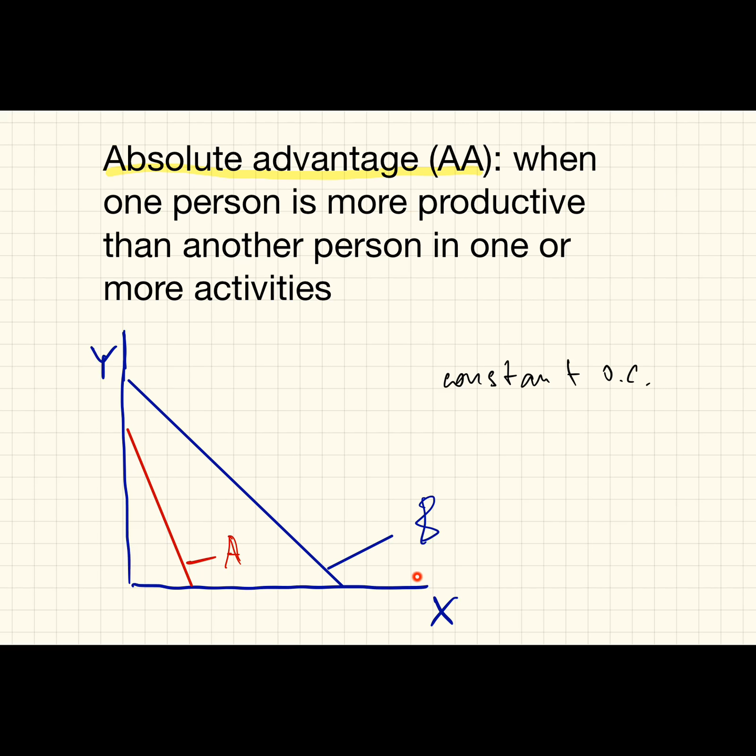Same thing for good X. Whoever can go further out when making good X has absolute advantage in making it. So again, that's person B. So person A clearly is not doing as well with either good. So as you can see, it's possible for one person to have absolute advantage in producing both goods.